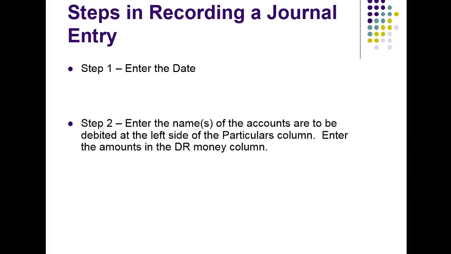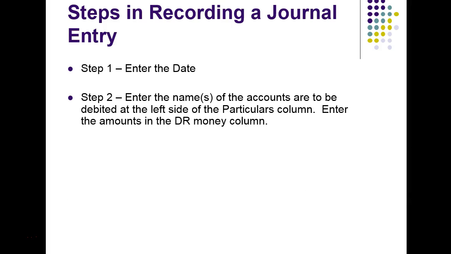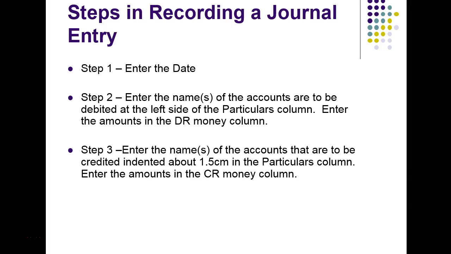So here are the steps. Enter the date, and we just covered how you would do that, and you have the example. Then you're going to enter the name of the accounts that are to be debited on the left side of the particulars column and enter the amount in the DR money column. Step number 3 is that you're going to enter the name of the accounts that are to be credited. You're going to indent it about 1.5 centimeters. You don't have to measure that. You just have to indent it the size of your pinky. And then enter the credit money balances.